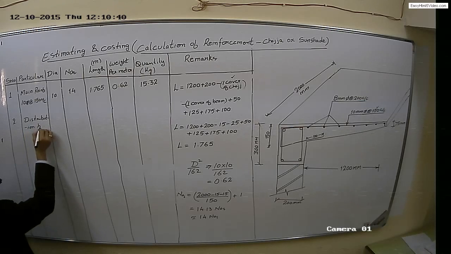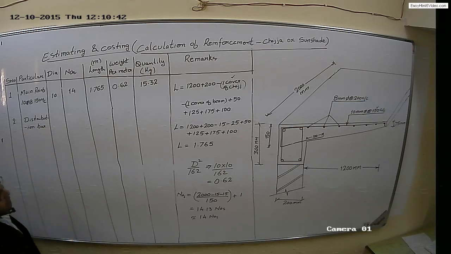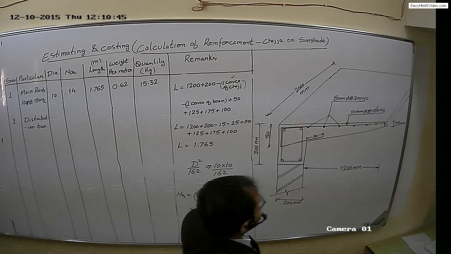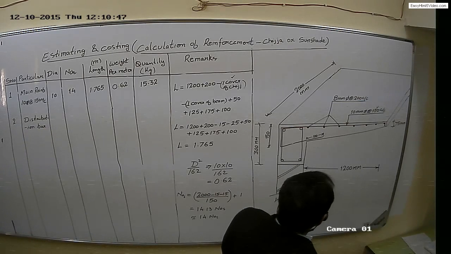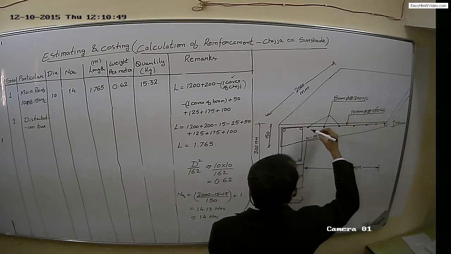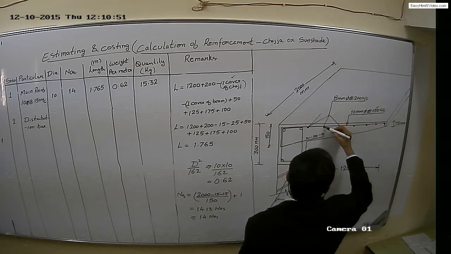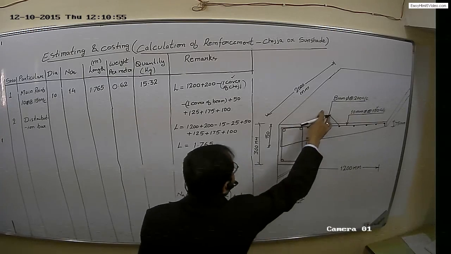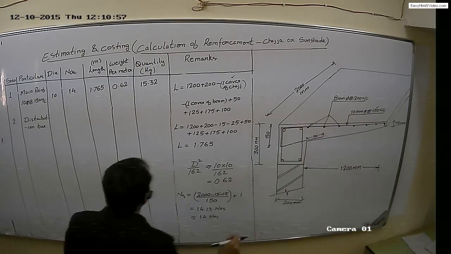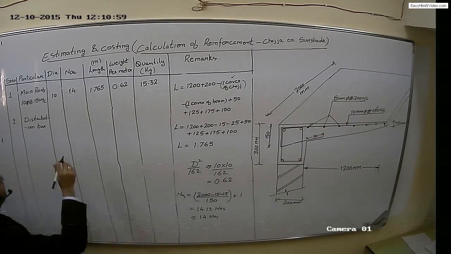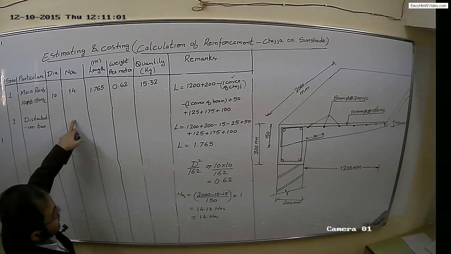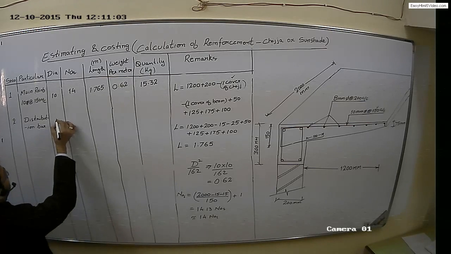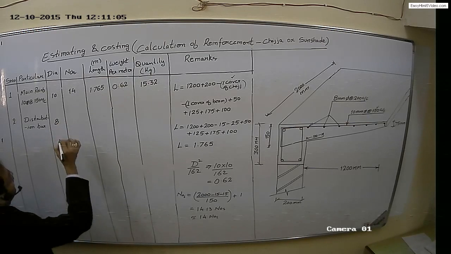Distribution bar. The distribution bar is of 8 mm dia at 200 center to center. This bar will go like this, okay, along the width. So how many numbers we'll calculate afterward. First we have to write the dia of this bar, the 8 mm dia.